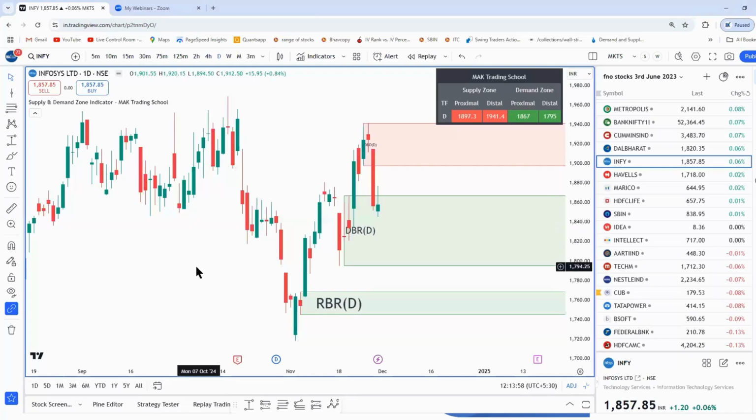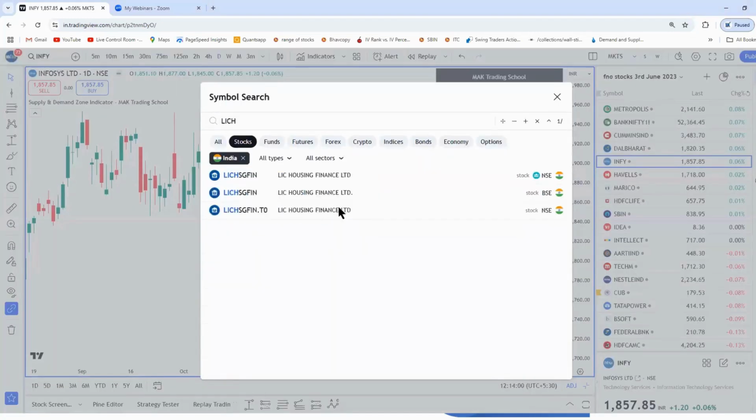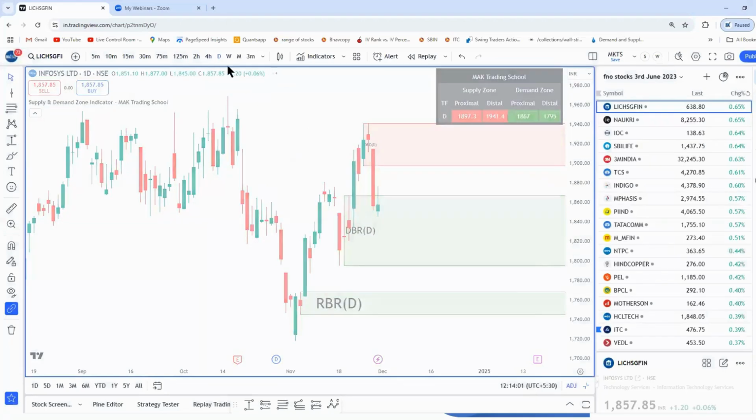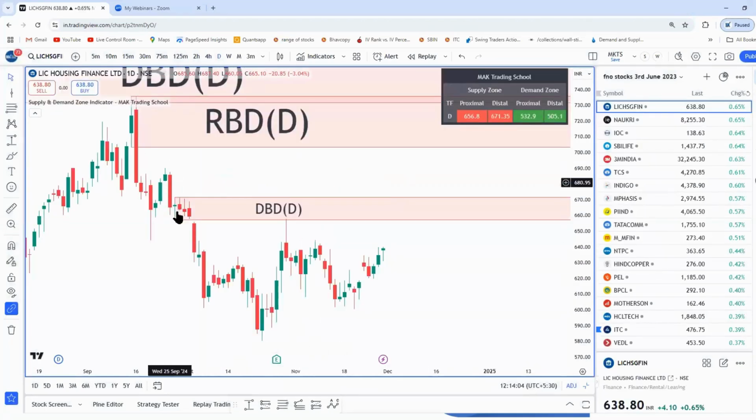So LIC Housing Finance, a nice short trade. So can you see this level? Drop base drop. Just touch the level and it moved out. But friends, if you're trading to the short side overnight, not possible in the equity segment, it has to be done in derivatives. So you'll have to use the futures and the options.